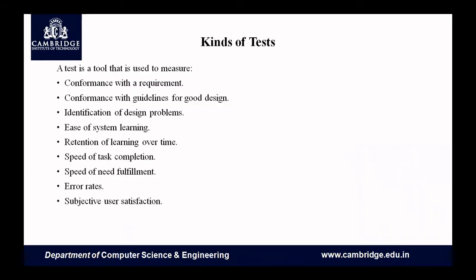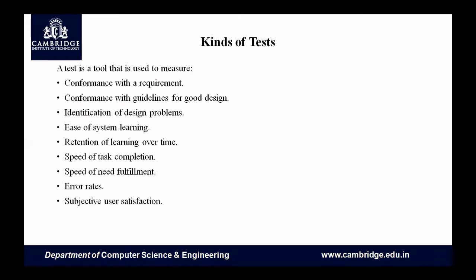Last class, we have seen the different types of controls. That is, operable controls, selection controls, and presentation controls. Different kinds of test and retest prototypes were also seen. Now, in today's class, we will be discussing the test and their evaluation process.